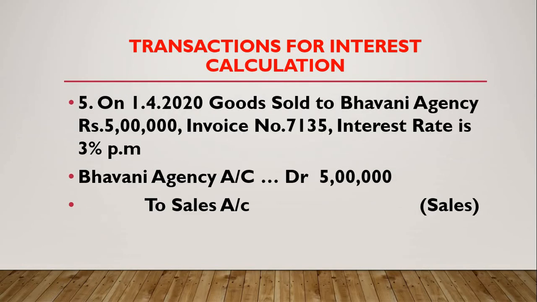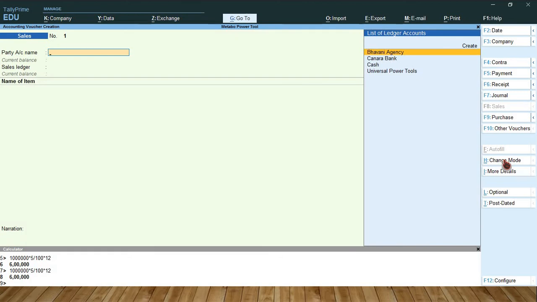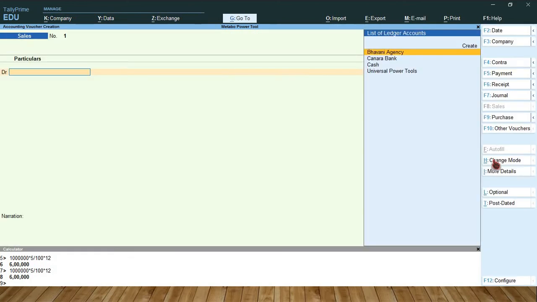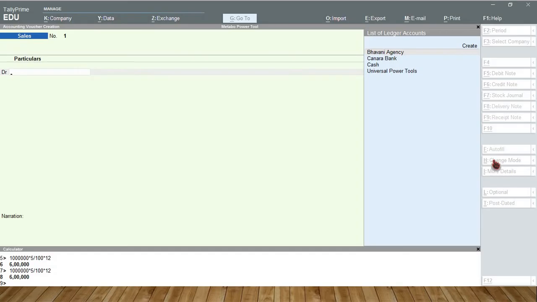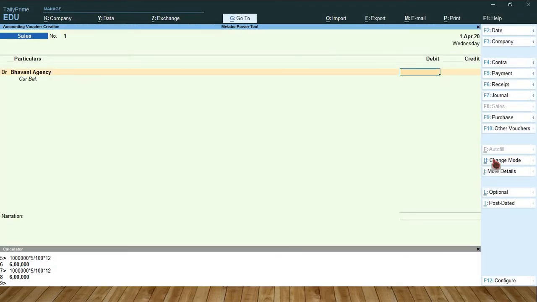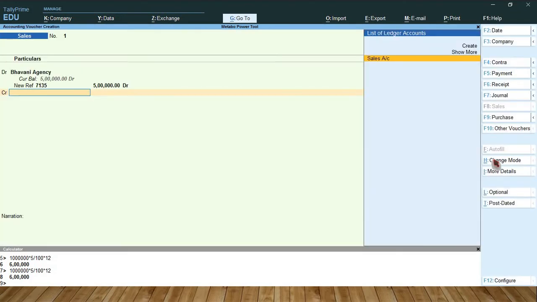So in the same date, goods sold to Bhavani Agency rupees 5 lakh, invoice number 7135. Okay. So press F8 for sales voucher. So this is invoice mode. Click on change the mode. Select as voucher. So Bhavani Agency. So debit entry first. Bhavani Agency 5 lakh. New reference. Type the invoice number 7135. Sales account 5 lakh.